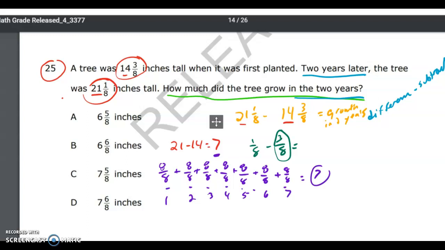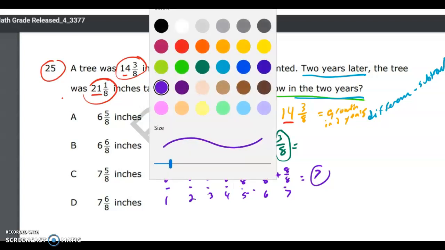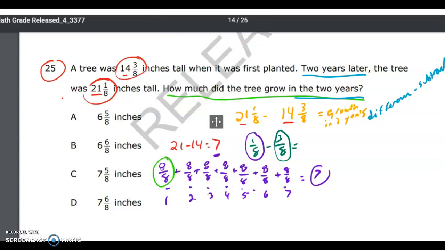So if we wanted to ungroup this 7 in order to add to this smaller fraction, all we have to do is take away and ungroup one of these 8's right here. So if we took away one whole from here, that would leave us with what? 7 minus 1. That would leave us with 6. Okay? So if we ungroup this, we take away one whole, which is the same as 8/8. We take away that one whole, that leaves us with 6 right here.